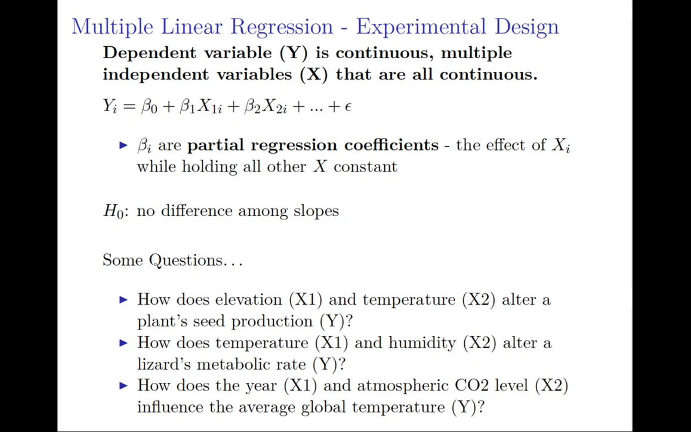And here are some questions that you might ask. So how does elevation and temperature alter plant seed production? So again, elevation and temperature are both continuous. How does temperature and humidity alter a lizard's metabolic rate? And how does the year and atmospheric CO2 levels influence the average global temperature?